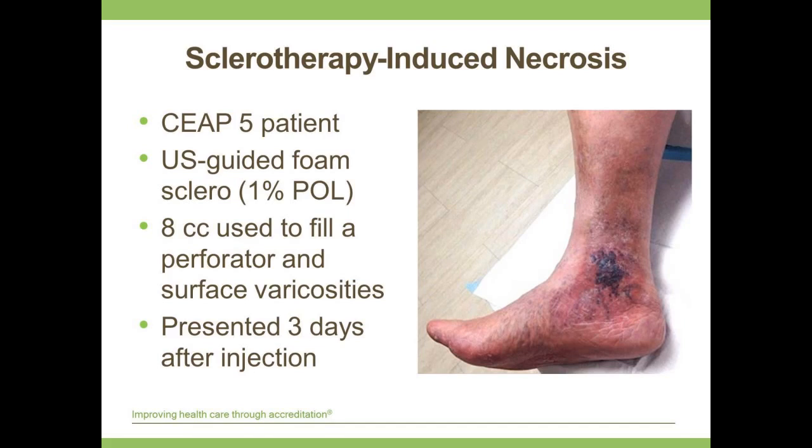Based on experiences like these, we now suggest that less extensive work be done, that the perforator be injected at a separate sitting rather than extensive varicosities, and that perhaps a lower concentration of polidocanol be used rather than 1%. If retreatment is needed, that is definitely preferable to surface necrosis.